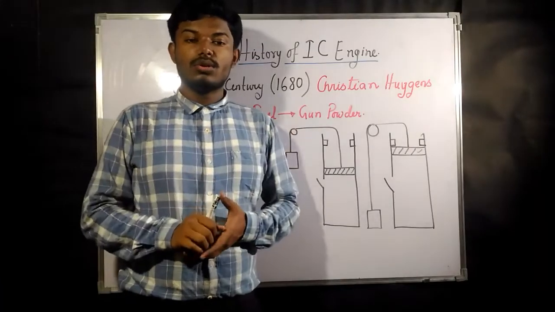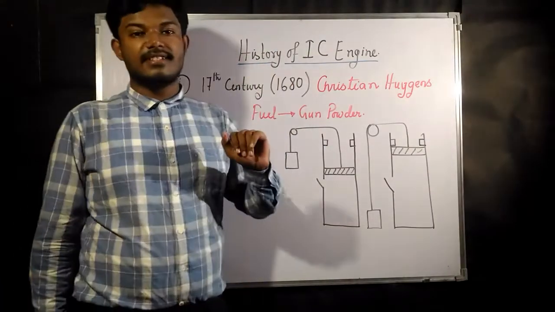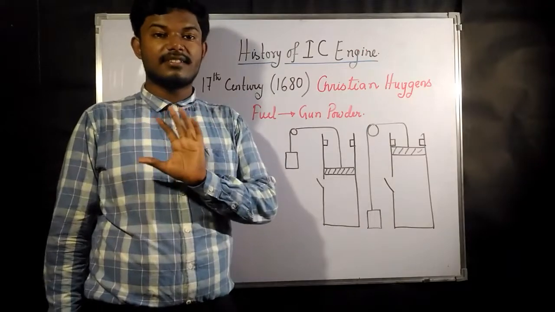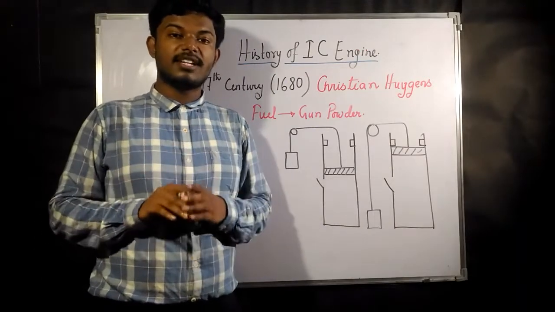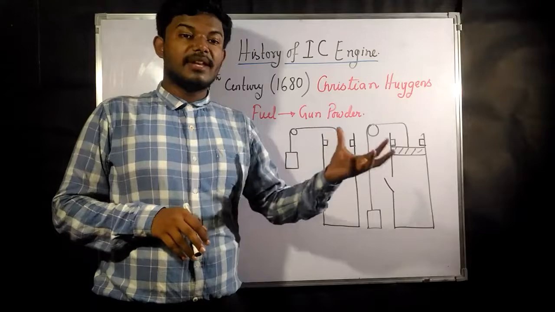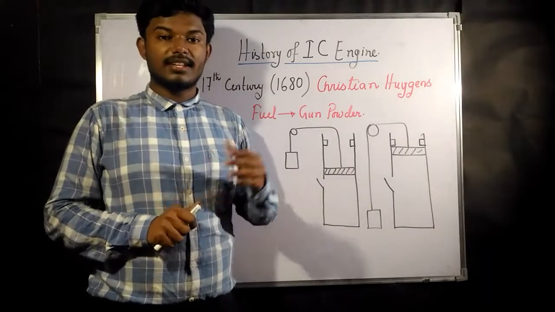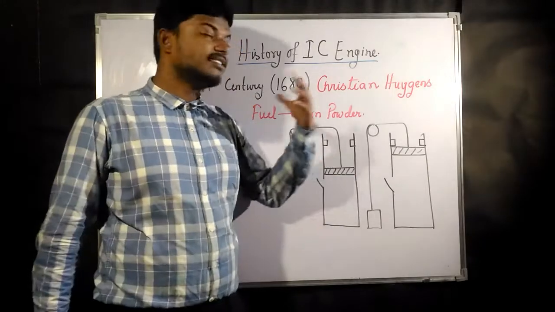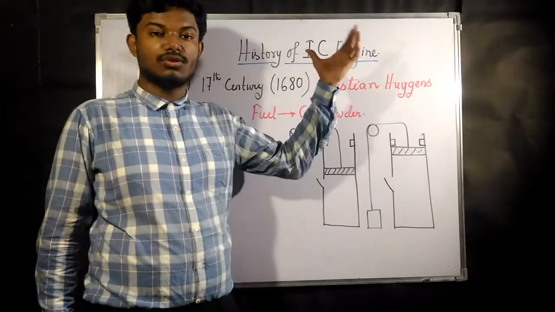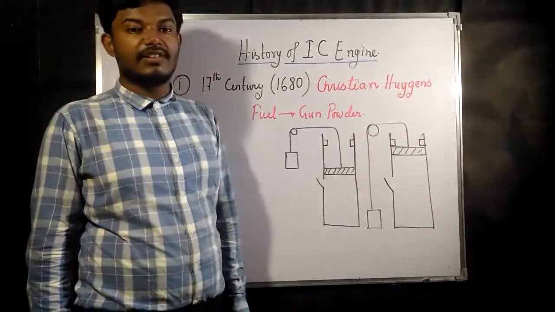Now we are going to look at the history of the IC engine. We have completed the air standard cycles; in the air standard cycles, we have completed the Brayton cycle. The remaining cycles are the Otto cycle, the diesel cycle and the dual cycle, and all of these fall under the IC engine also. So we are going to look at the history of the IC engine.